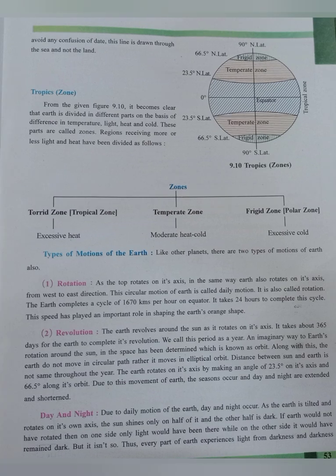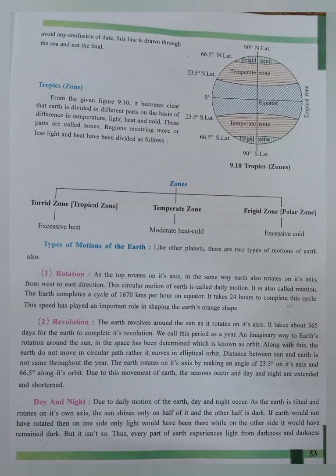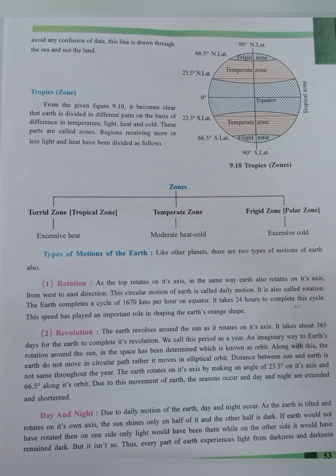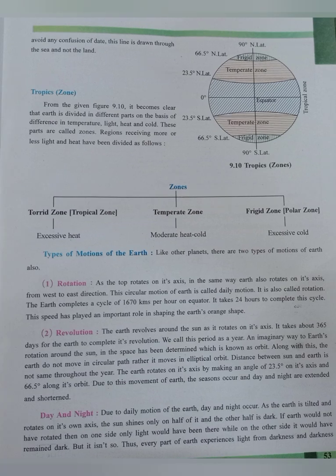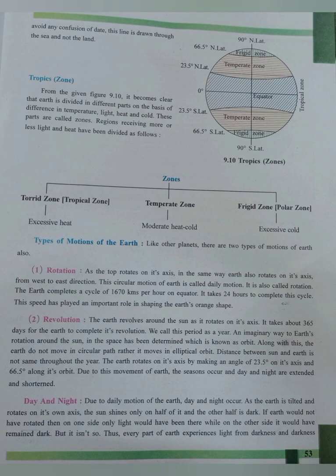Students, like a top, the earth spins and completes one full circle on its imaginary axis on the equator at the speed of about 1670 kilometers per hour. This motion of the earth is called rotation. The earth takes 24 hours to complete one circle, that is one rotation, from west to east direction. This motion of the earth is also called daily motion.